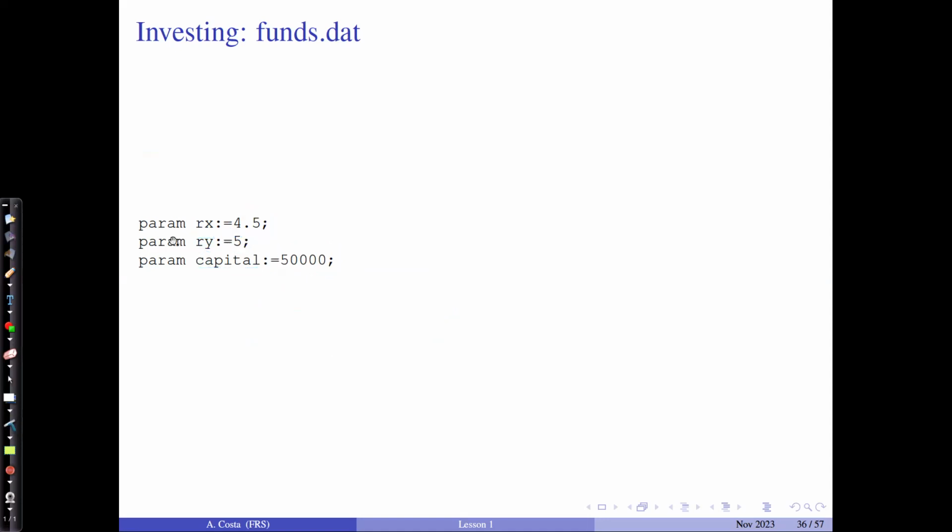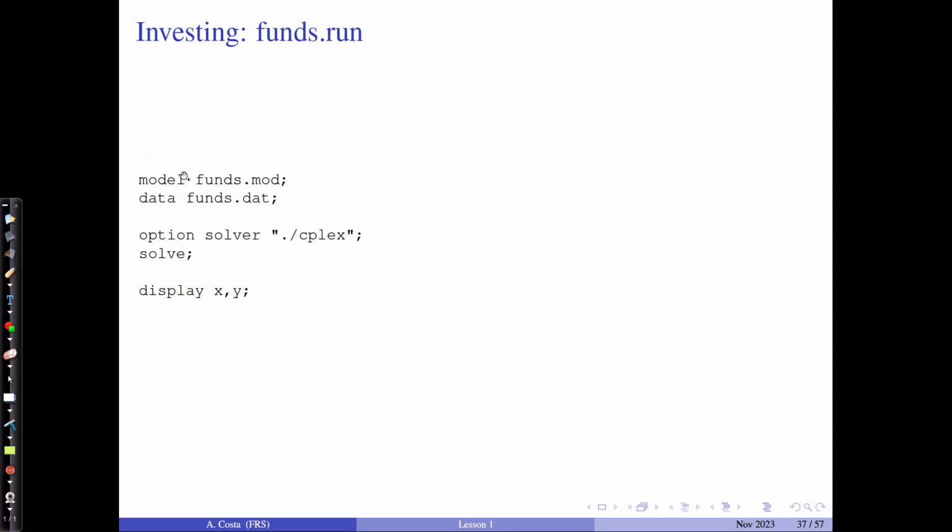So this is the data file. And the run file, we say the model is funds.mod. So the previous files, the model, I call it funds.mod and the data funds.dat. So data funds.dat, we say that we need to use Cplex, solve the problem and show me X and Y. So I guess you know what to expect.